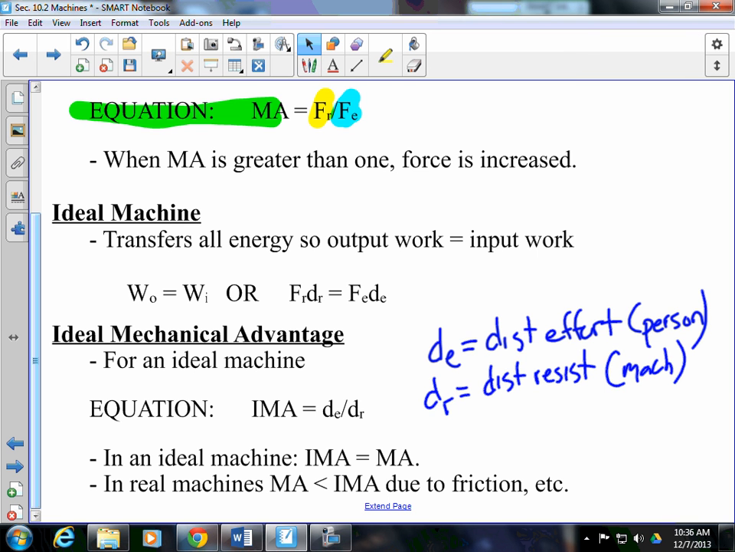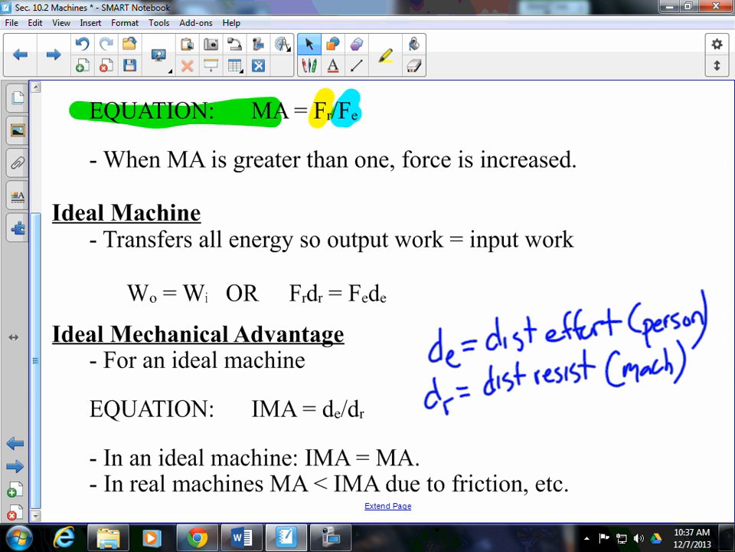In an ideal machine, our mechanical advantage is equal to ideal mechanical advantage because we are not losing any of our advantage. However, that is not the case. In real machines, mechanical advantage is much less than ideal mechanical advantage due to the things we talked about earlier. Friction, and all the outside forces.